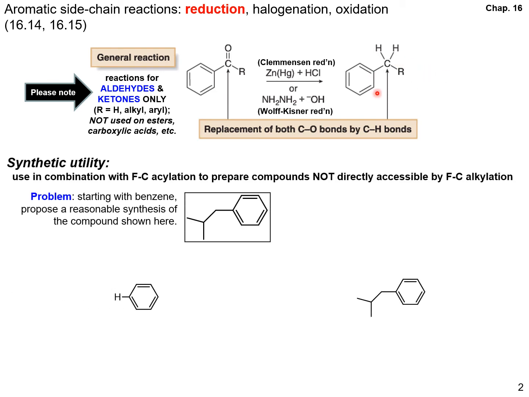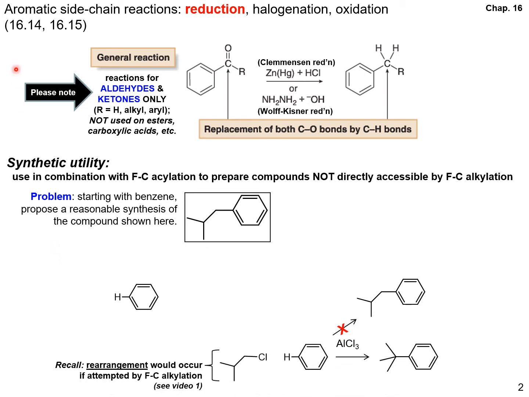You will find this synthetically useful when used in combination with Friedel-Crafts acylation to prepare compounds that are not directly accessible by Friedel-Crafts alkylation. For example, synthesizing isobutyl benzene from benzene. You'll recall from an earlier video that this product cannot be synthesized directly by Friedel-Crafts alkylation due to a rearrangement that takes place. However, you can synthesize this from the corresponding ketone. This would be reduced by Clemmensen or Wolff-Kishner reduction to give you the desired product.